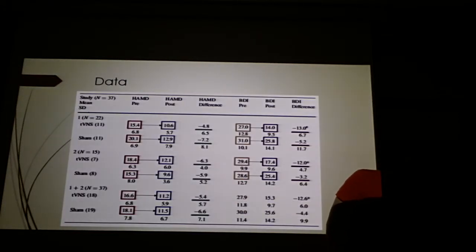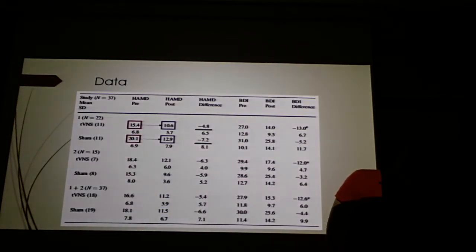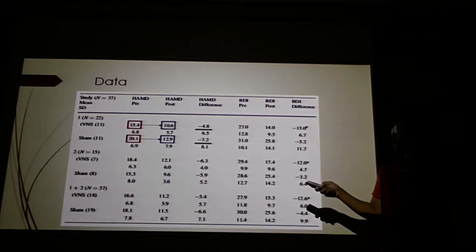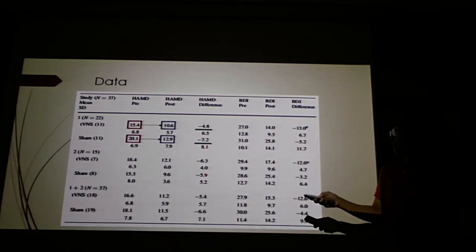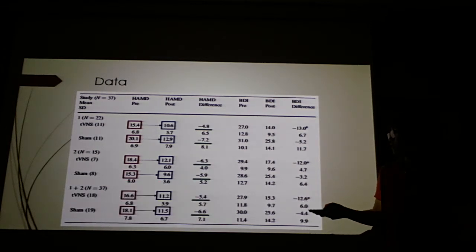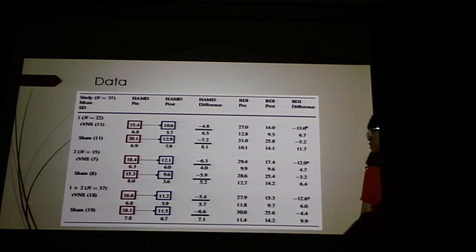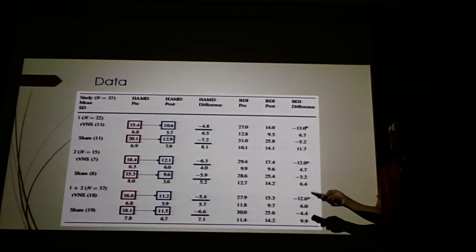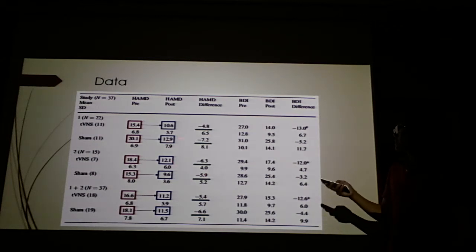And we look at the HAM-D pre-post difference. Pre 50.4 for the TVNS group, 10.6, -4, and just like this. For study 1 is this, for study 2 is this, and this is for study 1 and 2. But unfortunately, they could not find any significant difference between the TVNS and sham group using the HAM-D scale.